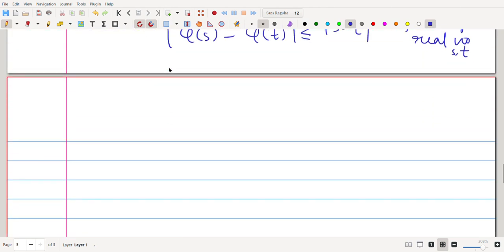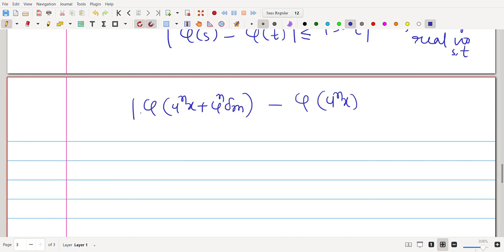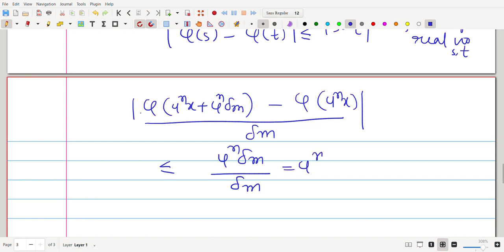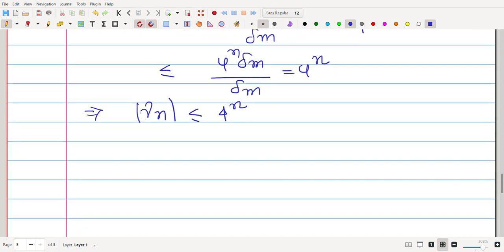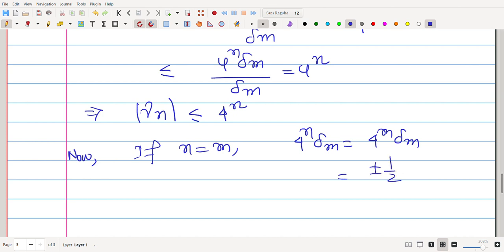So that means the modulus of phi of 4^n x plus 4^n delta m minus phi of 4^n x, divided by delta m, is less than or equal to 4^n delta m divided by delta m, which is 4^n. That means the modulus of gamma n is less than or equal to 4^n, right? Now if n equals m, that means 4^n delta m equals 4^m delta m, which is equal to plus or minus half, right?